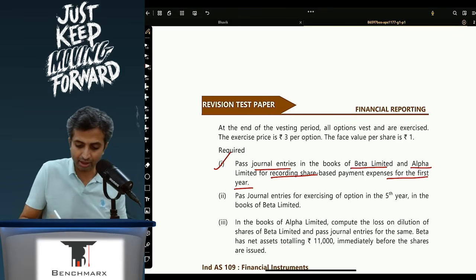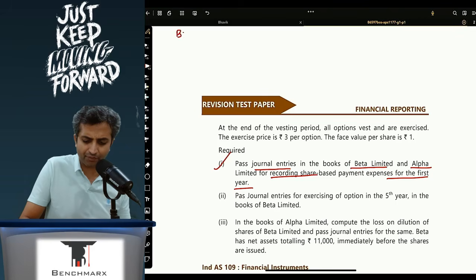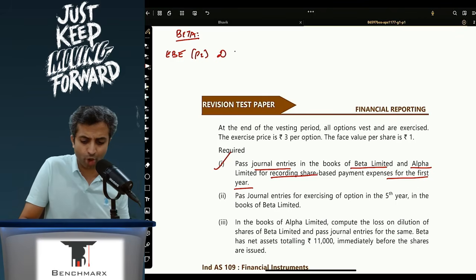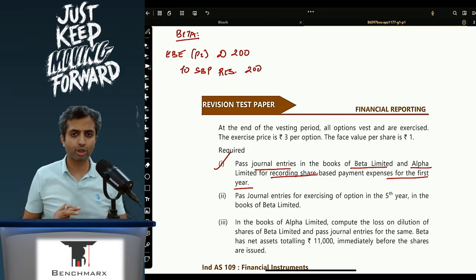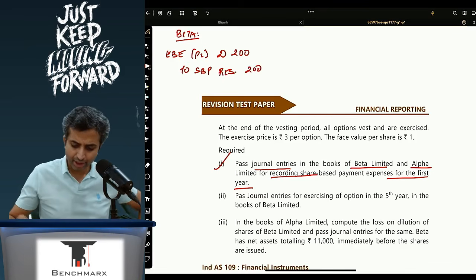for the first year. Now, I don't know who Alpha is, but for the time being, for Beta, if I had to pass the journal entry, my entry would be EB account debit. Now, that is an expense. EB account debit, that will go to the PNL of around 200 rupees in the books of Beta, with a corresponding credit to SBP reserve. It is a part of other equity, which is also 200. Perfect. So this is in the books of Beta. We don't know about Alpha.